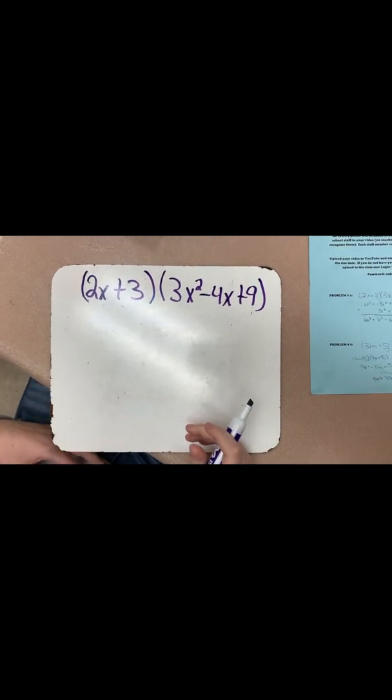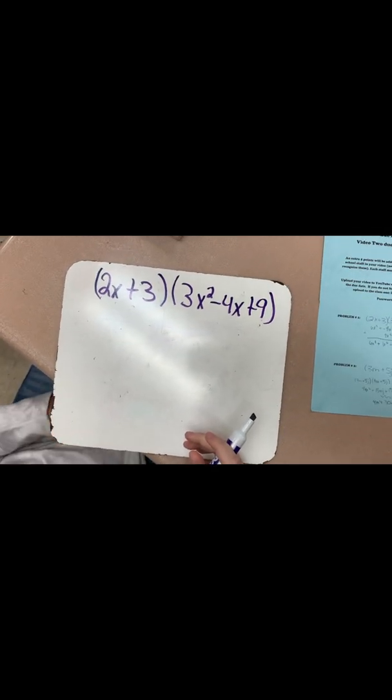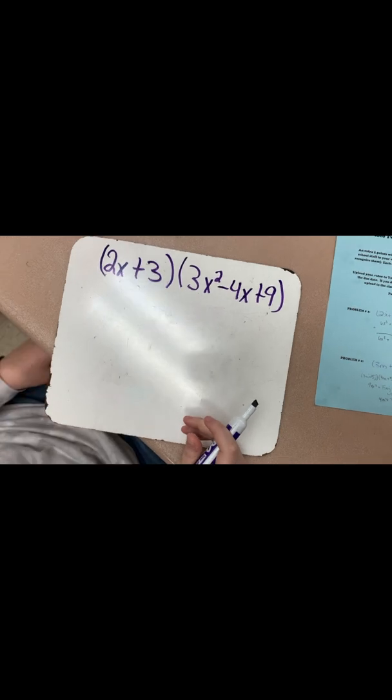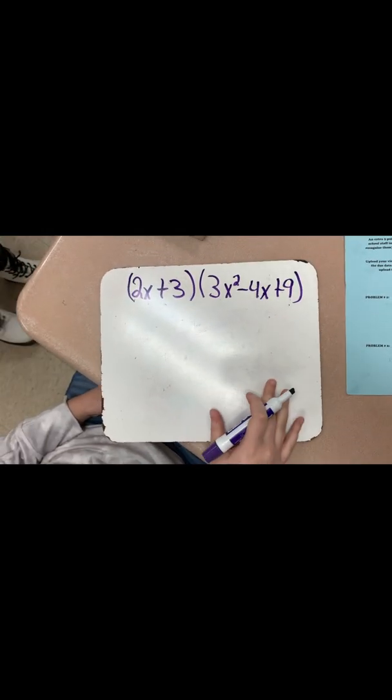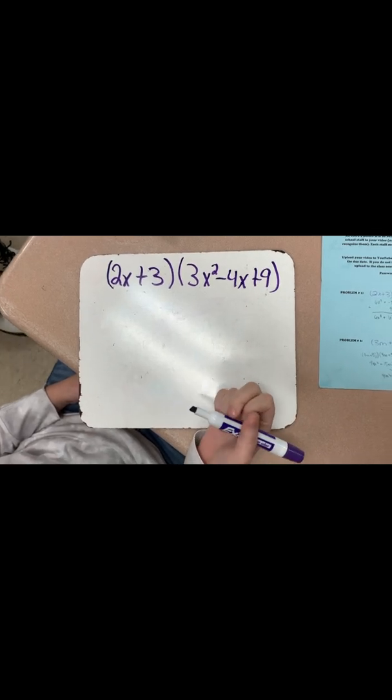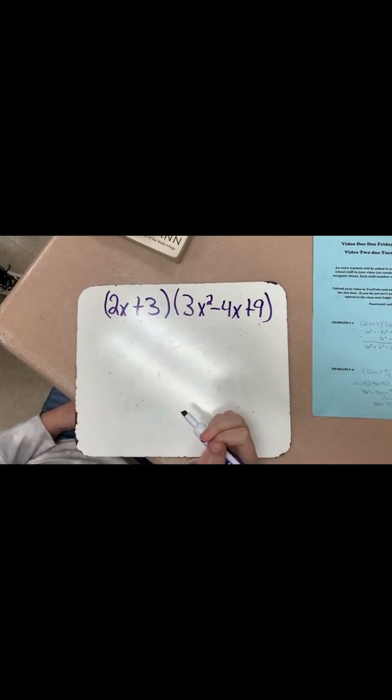Today we're going to be showing you how to multiply polynomials. The first example is a binomial by a trinomial. The first term is considered a binomial because it has two terms. The second term is considered a trinomial because it contains three terms. There are three ways you can multiply polynomials.